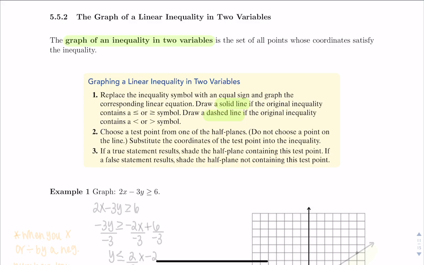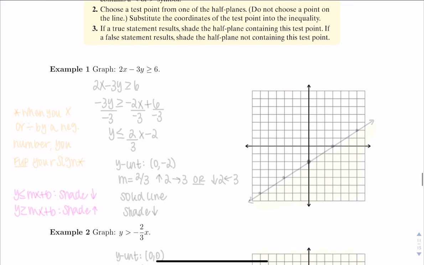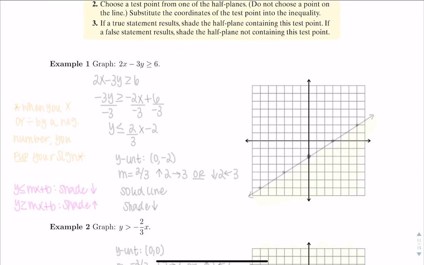So 2x minus 3y is greater than or equal to 6. I'm going to go ahead and put this into slope-intercept form. I like to do it a little different than the book likes to teach it. We use slope-intercept all the time, so why not continue using it? So we're going to solve for y.